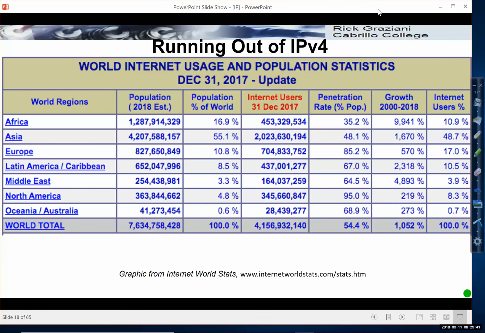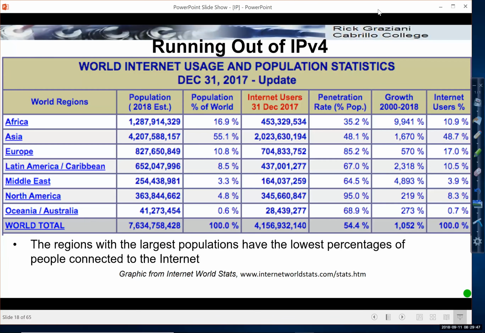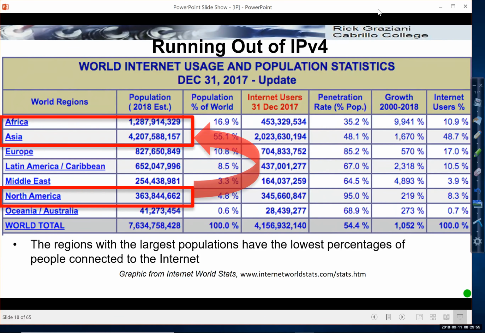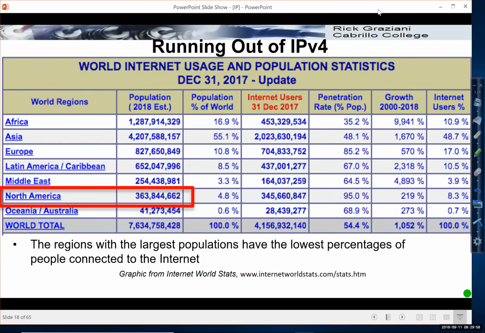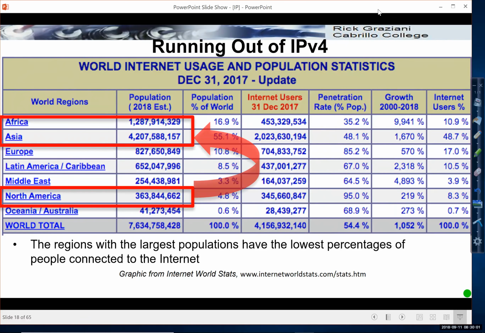But here's another look at why we need to transition to IPv6. So if you look at the world's population and the number of internet users, look at North America, we're about 360 million people, okay? And by the way, we only make up 4.8% of the world's population. If you look at Africa and Asia, they're over 5 billion people, and they make up 70% of the world's population together.